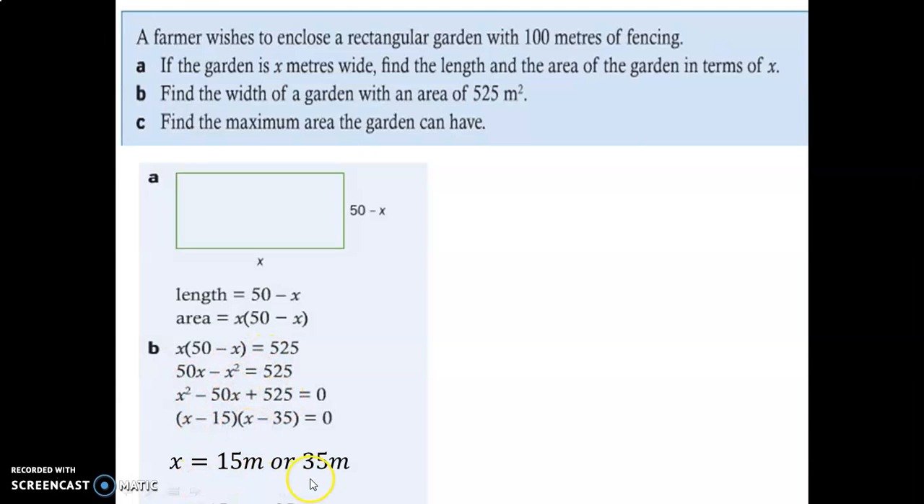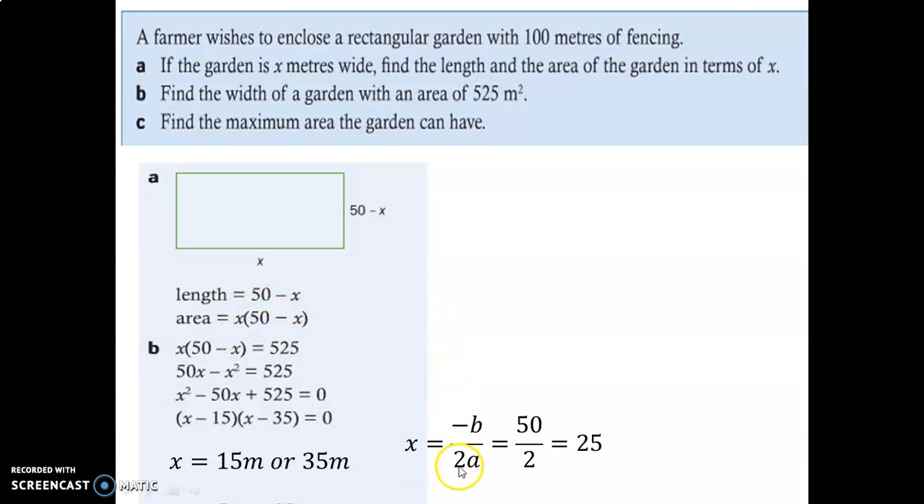You have two solutions. So x can be either 15 or 35 in this case. So what's the maximum area this garden can have? Well, whenever you think maximum or minimum, you should be thinking the vertex of a parabola. So what is the vertex of the area parabola? Here's our area parabola right here. Not this one, it's this one, right? Because this one is when the area is 525. But this is the general area formula, where you can find any area depending on x. So what's the vertex of that one?